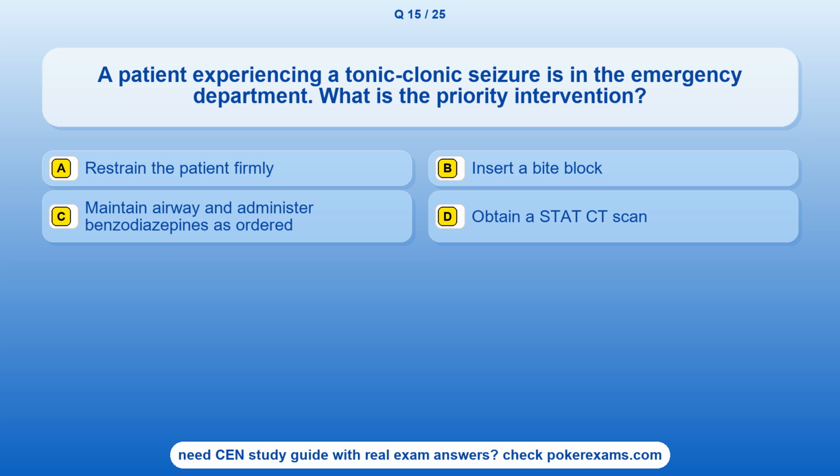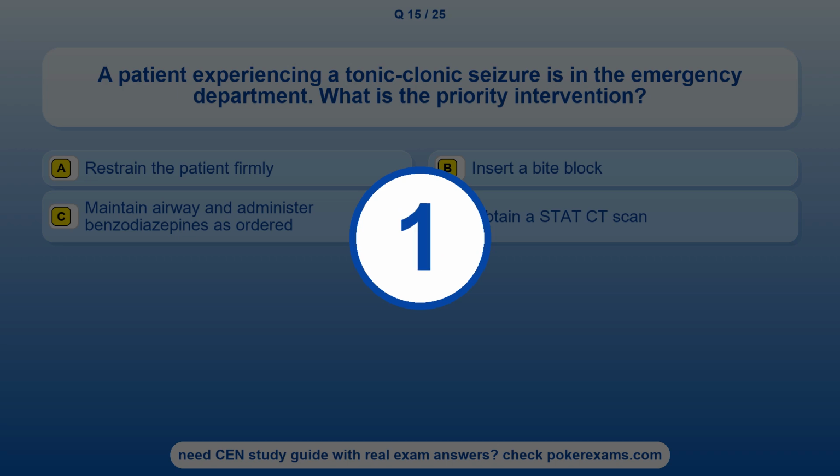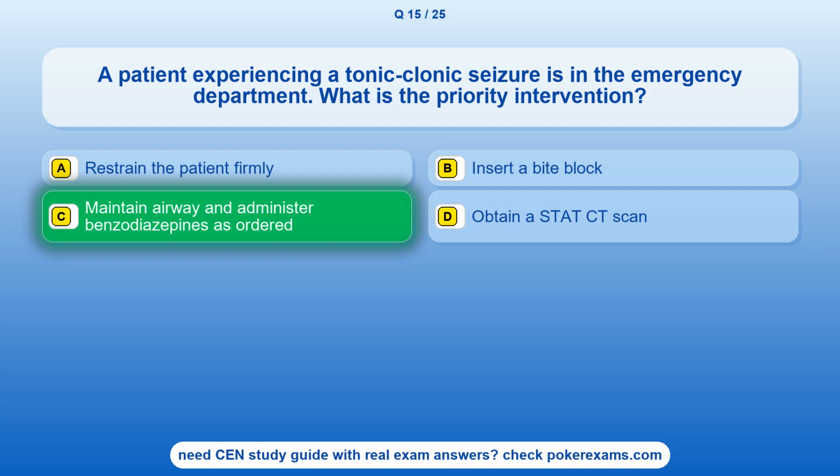Question 15. A patient experiencing a tonic-clonic seizure is in the emergency department. What is the priority intervention? Option A, restrain the patient firmly. Option B, insert a bite block. Option C, maintain airway and administer benzodiazepines as ordered. Option D, obtain a STAT CT scan. The correct answer is option C, maintain airway and administer benzodiazepines as ordered.